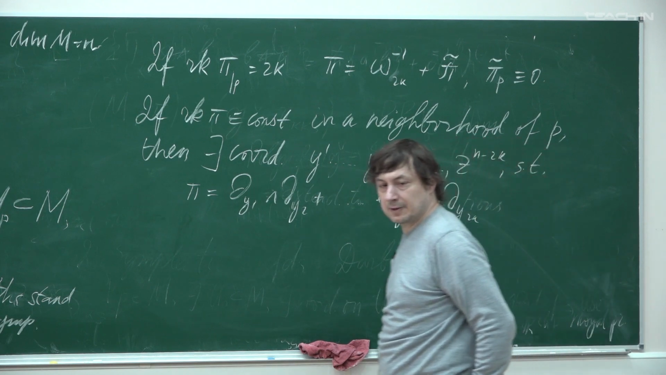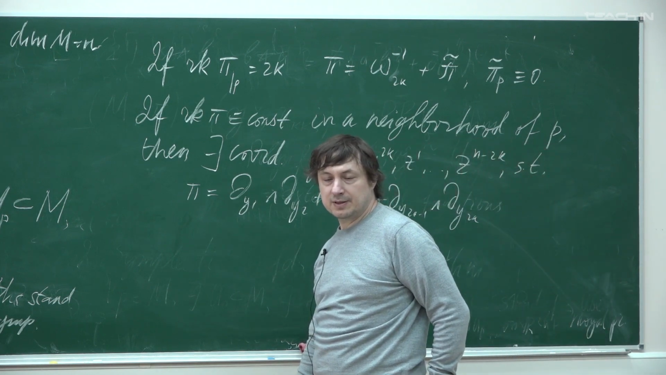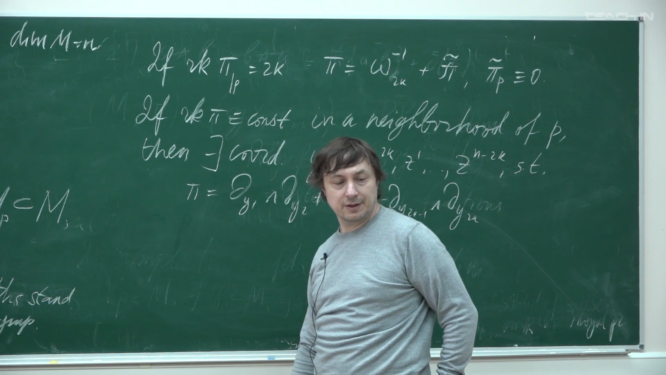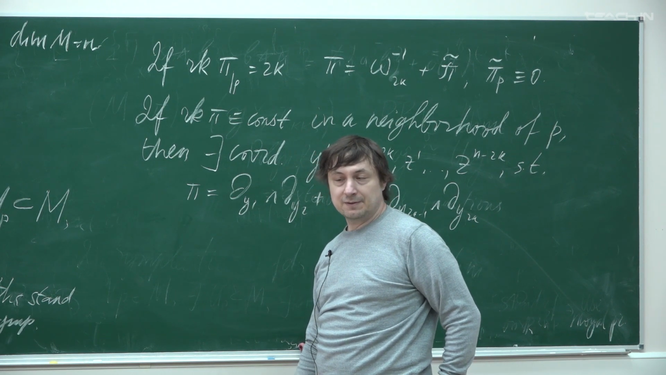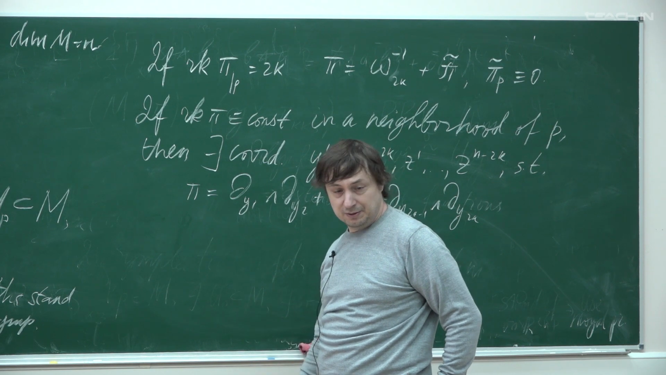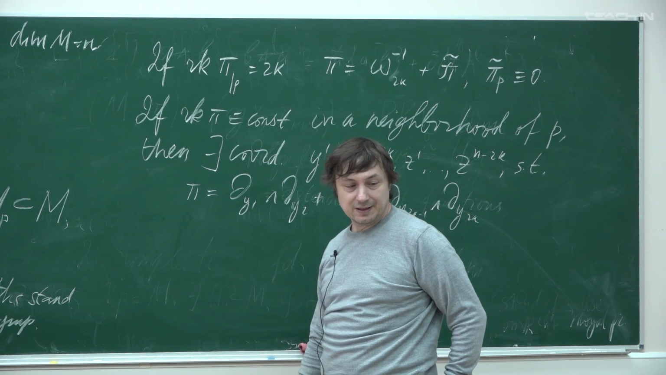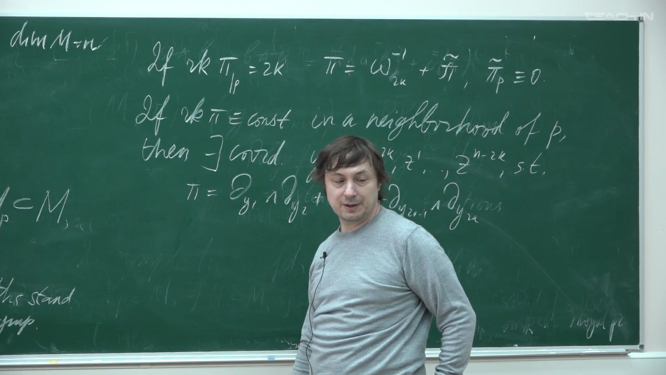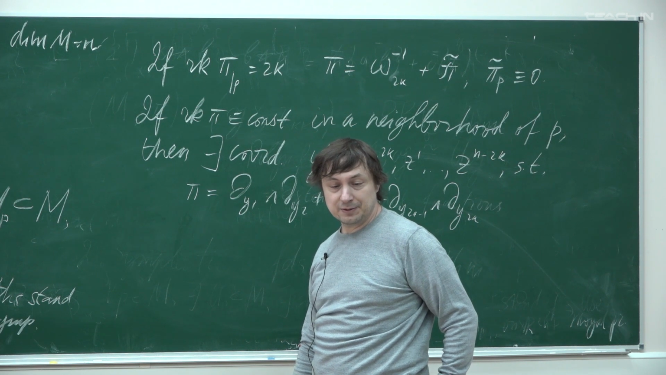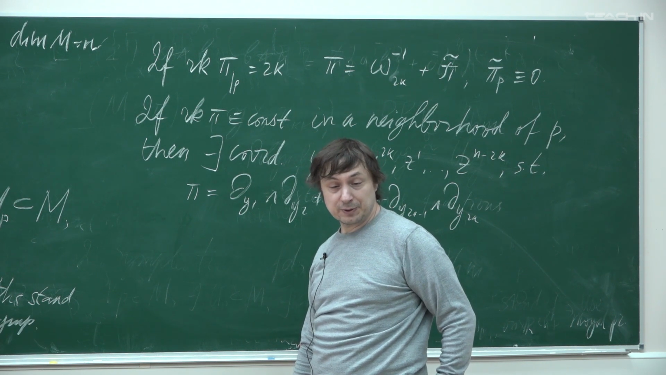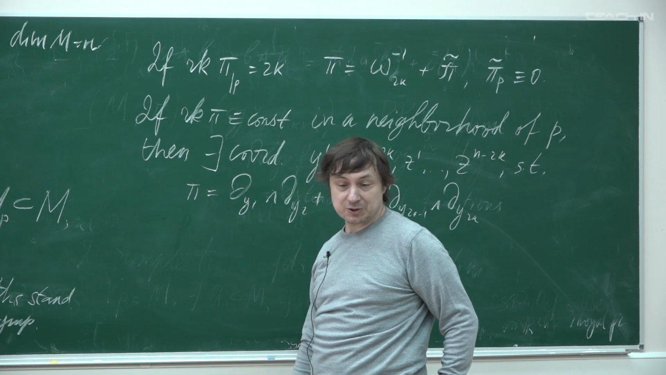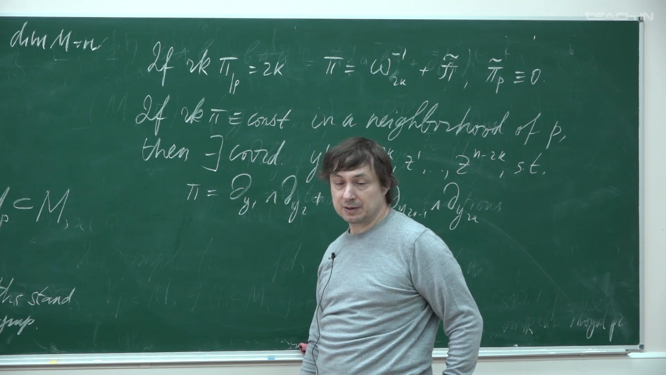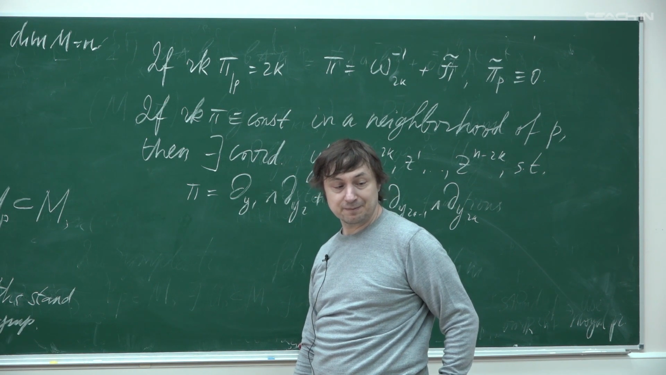It's like the Darboux theorem? Sorry? It's like the Darboux theorem? It's like the Darboux theorem, but only when we know that the rank of pi is constant. If the rank of pi changes, and it usually does, we have no control over the way it changes. And that's why if you want to compute, for instance, the Lichnerowicz-Poisson cohomology for a genuine Poisson structure, you are in big trouble. The computations can be pretty non-trivial.